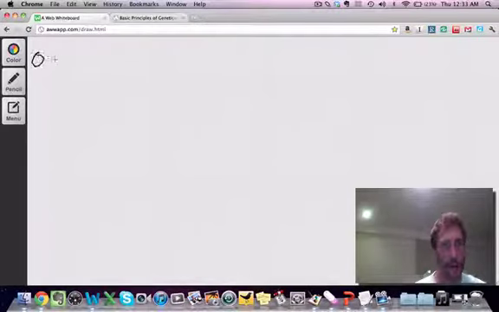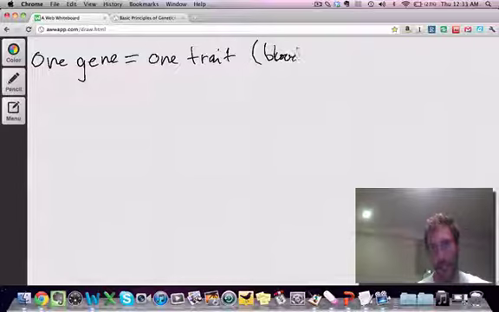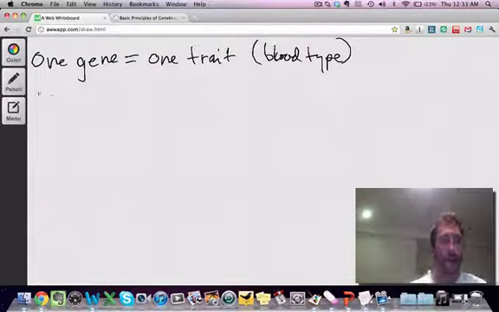Okay, so up until now, we've been talking about the effects of individual genes, and we've been saying that one gene is responsible for one trait. So, for example, we talked about the blood type gene, blood type. Okay? However, in reality, it's not necessarily so simple.